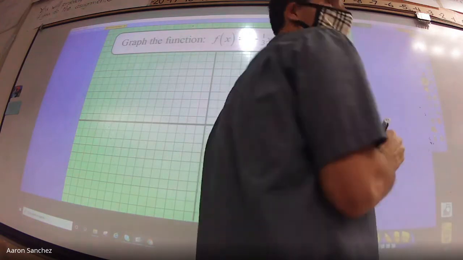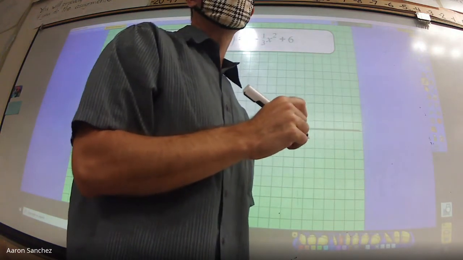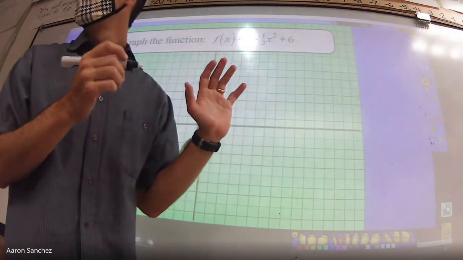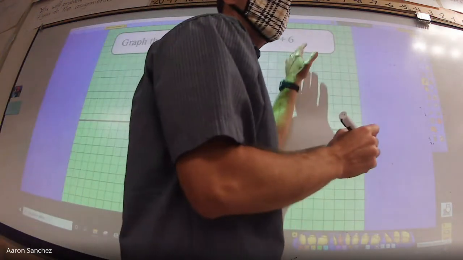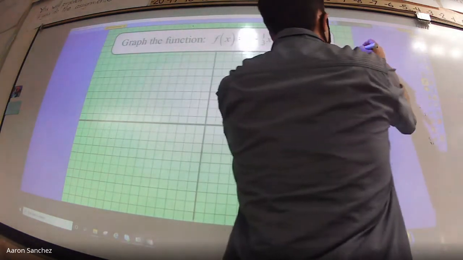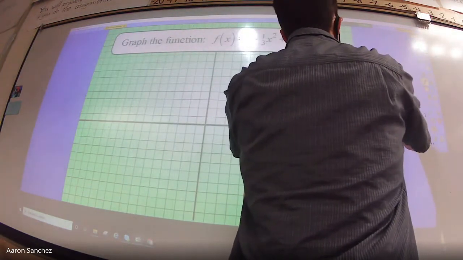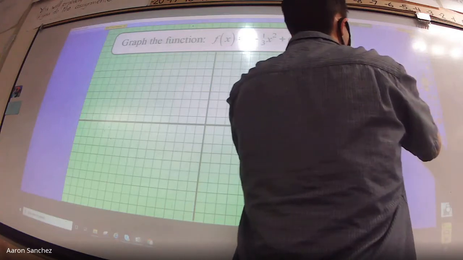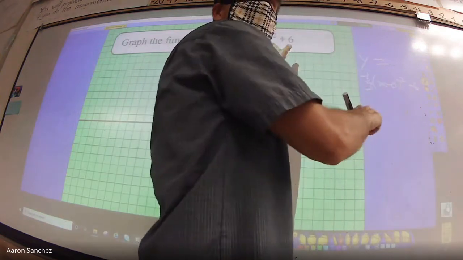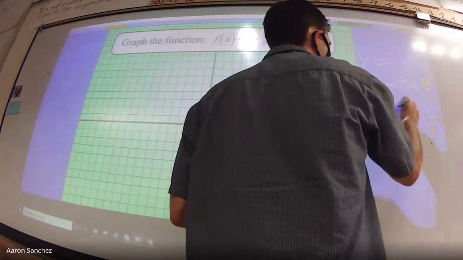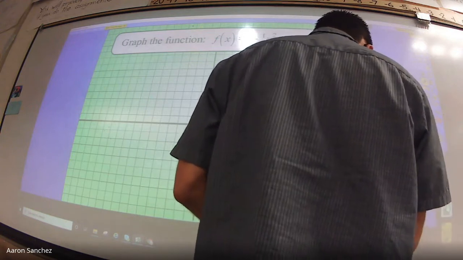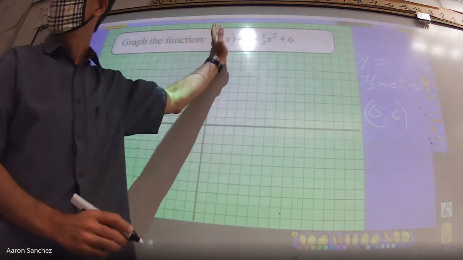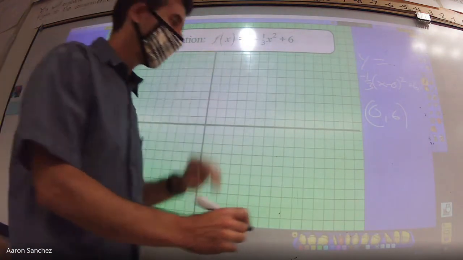Okay, what's the vertex for this? I need an x coordinate and a y coordinate. 0, 6, right? You guys understand that there's no h, right? Another way we could write this is y equals negative 1/3 (x minus 0) squared plus 6, because x minus 0 is just x. That's why we get that there. So my vertex is 0, 6. And basically, remember, this is the k. It just moves the parent function up 6.